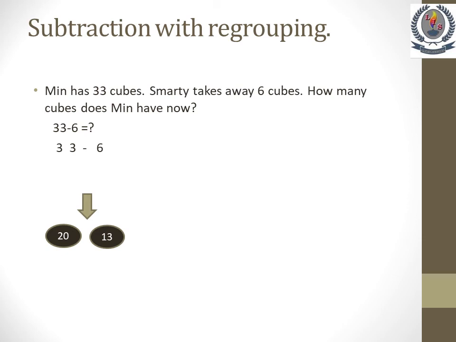Can you subtract 6 ones from 3 ones? No. Does that mean that we cannot subtract 6 from 33? No. 6 is a smaller number than 33. So, we can subtract 6 from 33. Since we cannot subtract 6 ones from 3 ones, we have to regroup the tens into tens and ones.